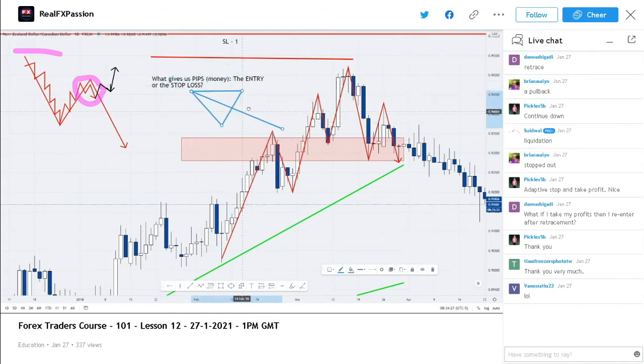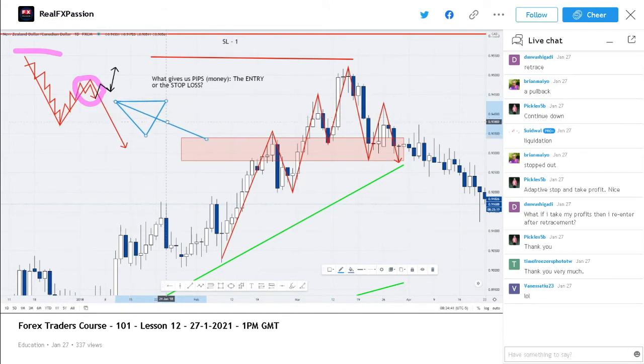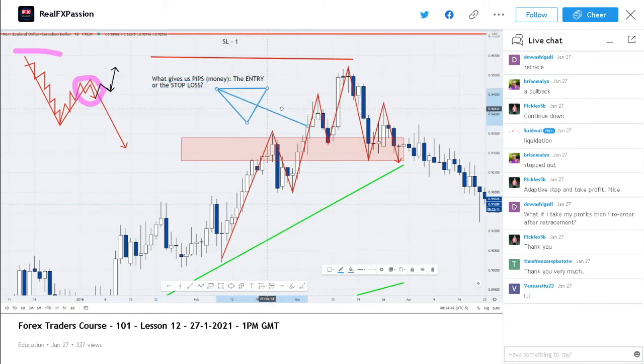Stop loss is one. Make sense? The entry, I don't believe you, not a problem. The entry is difficult to understand, but hopefully at the end of the course, somewhere in December, you are going to have a bigger understanding and say, oh, the man was right, the stop loss is the most important.